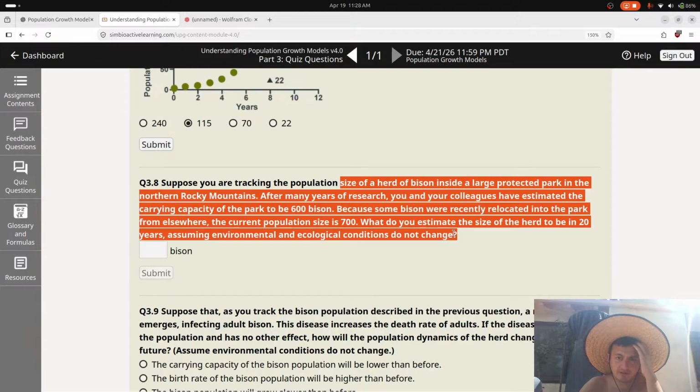Suppose you are tracking the population size of a herd of bison inside a large protected park in the northern Rocky Mountains.